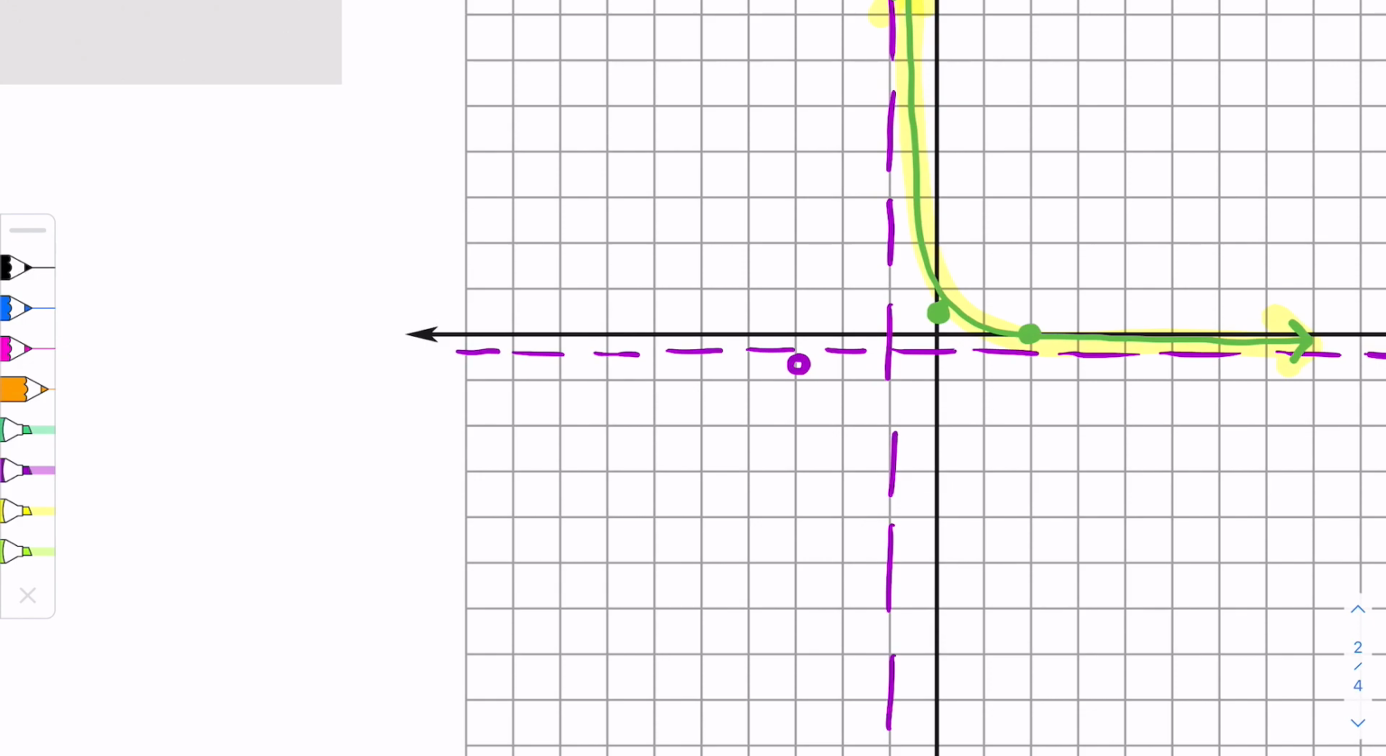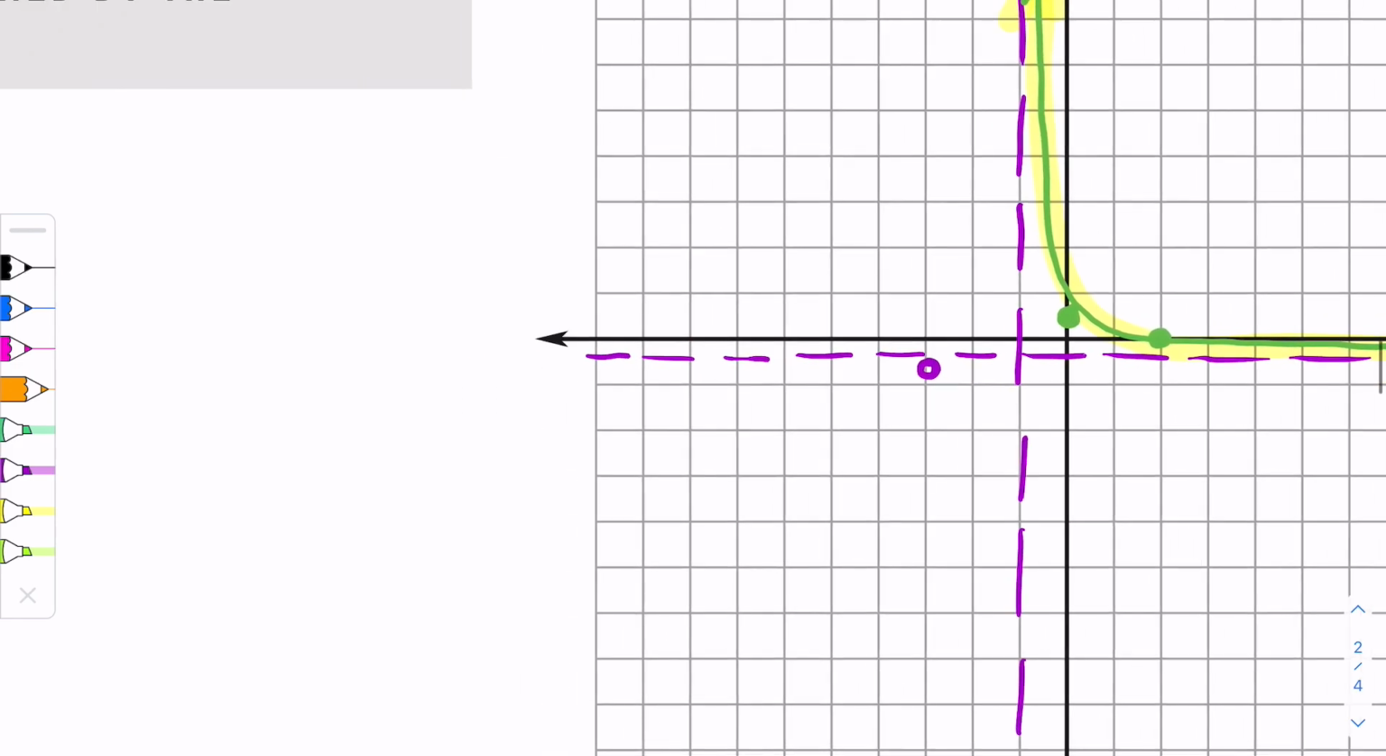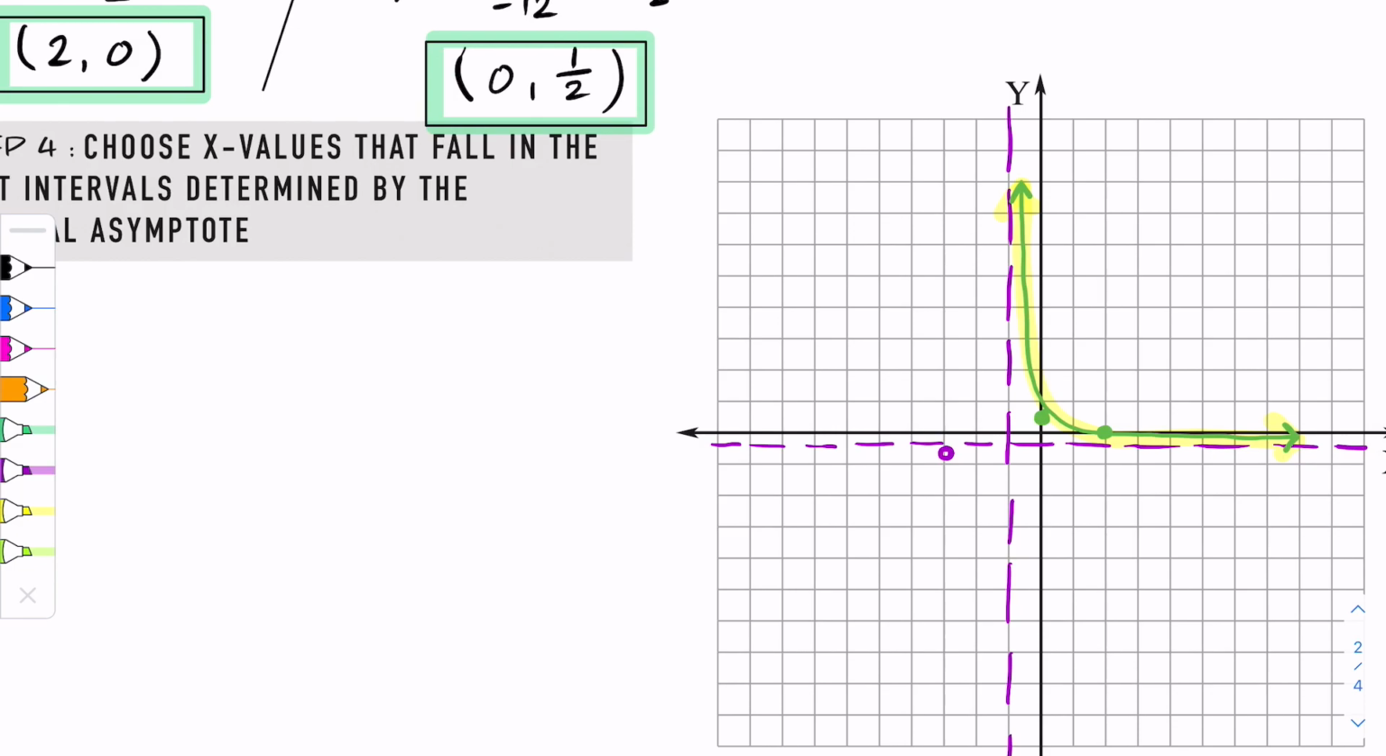So just pick one other value in this test interval, so somewhere in this area. Pick one other x value, test it in the original function, and find your y coordinate. So I'm going to test x equals -2. That would be right here. So somewhere on that line, there's going to be a point.